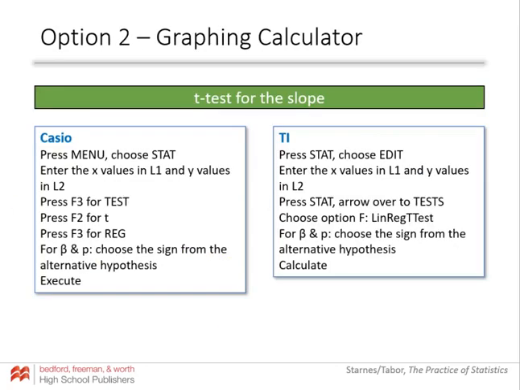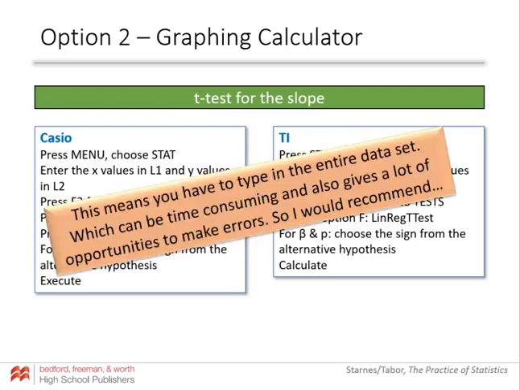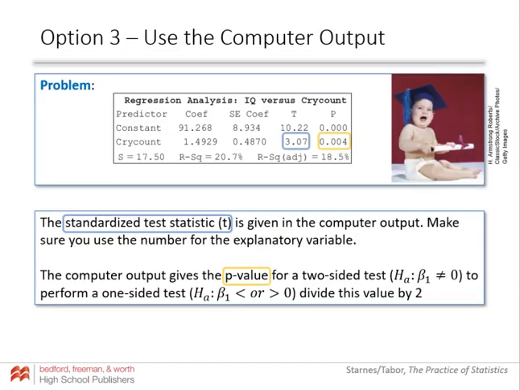We can use the calculator. All right, Casio will do this one. The thing here, though, is again, you have to type in the entire data set, which if we get larger than 7 or 8 numbers can be really time consuming, could take away time that you need on an AP exam. And it also gives you an opportunity to make errors, any sort of typo there. So I would recommend, just like we did with the confidence interval, using the computer output.